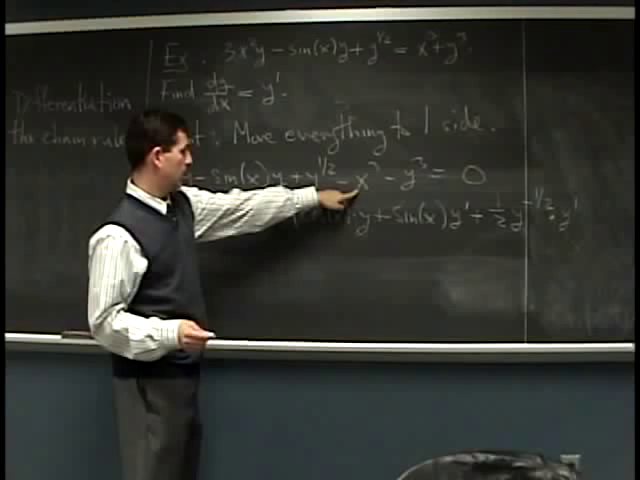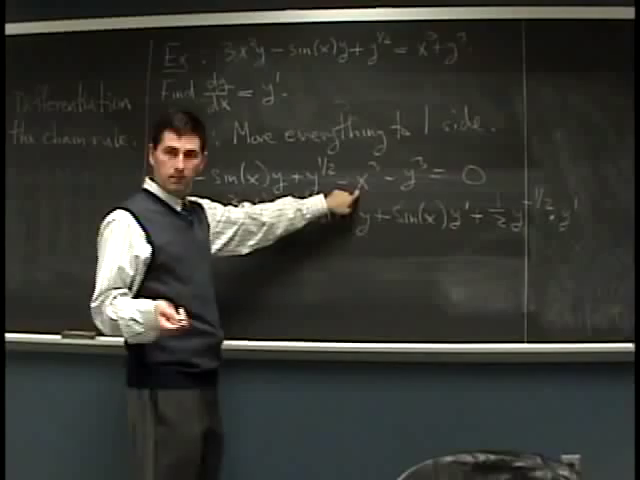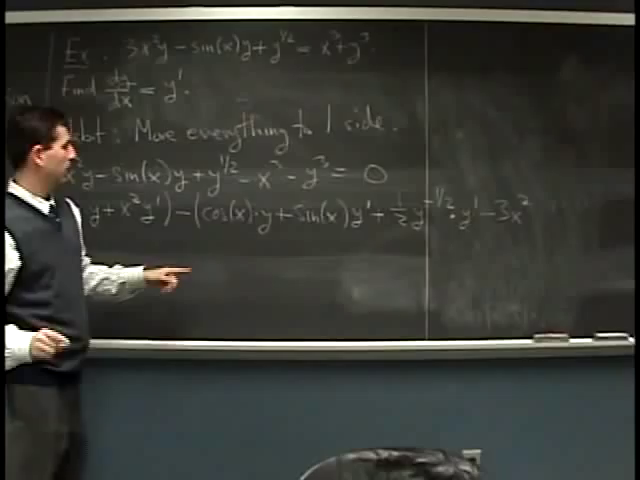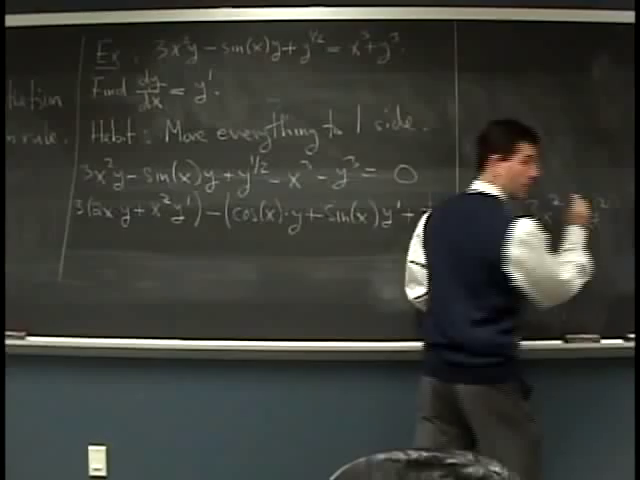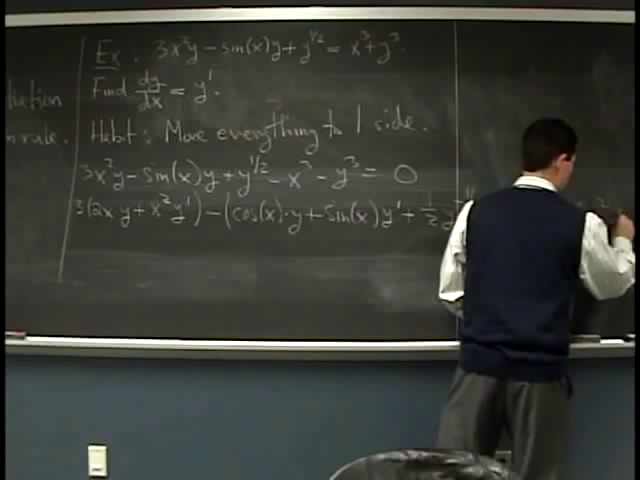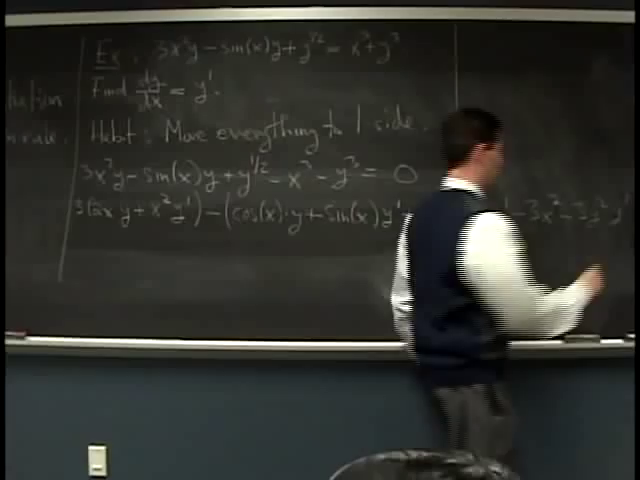Next comes the minus x cubed. What's the derivative of that? Minus 3x squared. And then comes minus y cubed. What do I use for that? Minus 3y squared times the derivative of y, right? I have to use the chain rule again. And this whole expression has to equal 0.